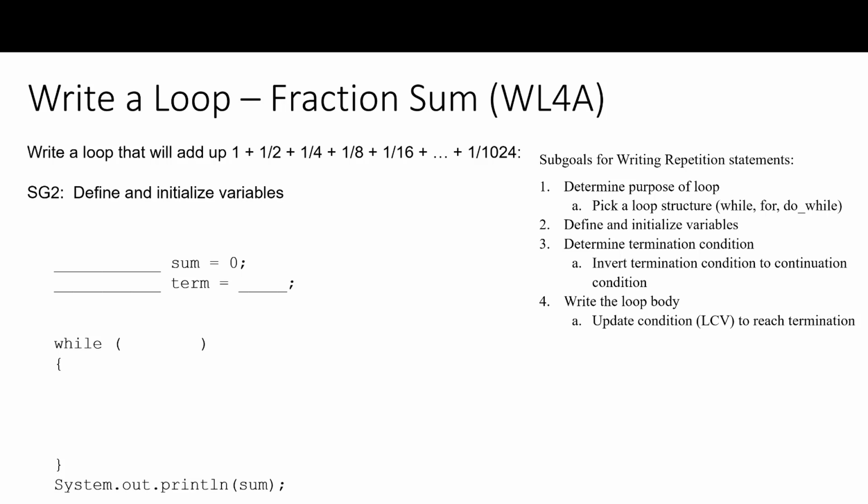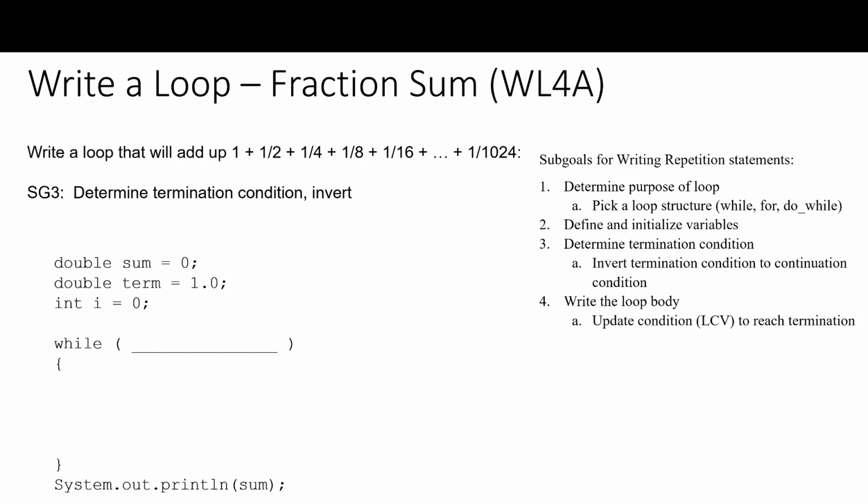Here we need to define and initialize the variables. We will need one variable for the sum and another variable for each term. What data type should they be, and what value should term be initialized to? We probably want to have the sum and the term both be doubles so that we don't end up with integer arithmetic and a bunch of zeros.